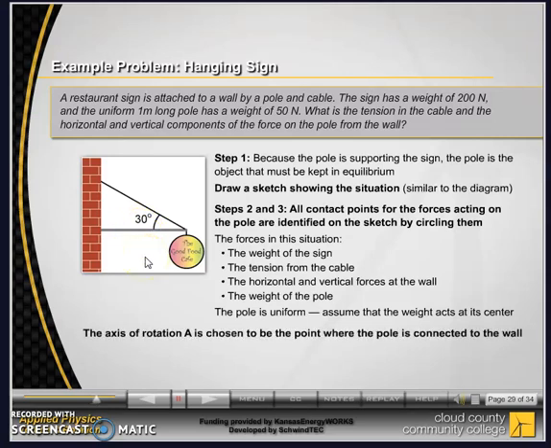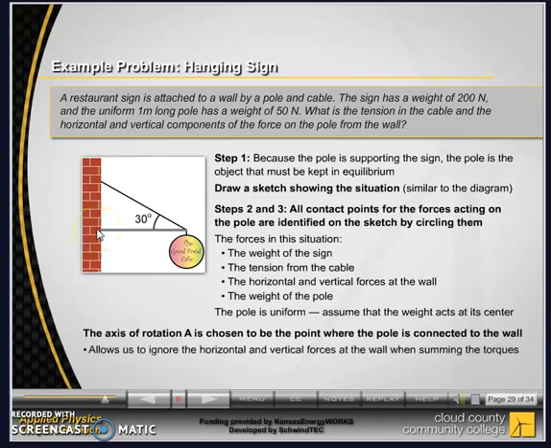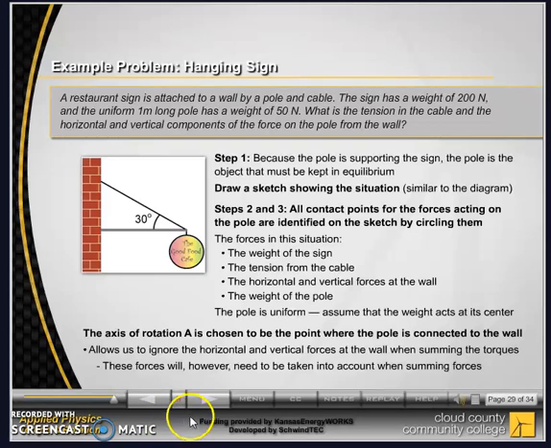The axis of rotation A is chosen to be the point where the pole is connected to the wall. This choice allows us to ignore the horizontal and vertical forces at the wall when summing the torques. These forces will, however, need to be taken into account when summing forces.